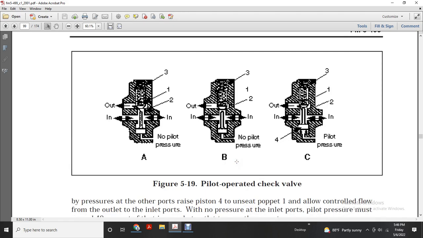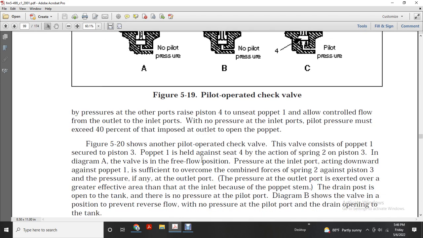Figure 519 shows the pilot operated check valve with the inlet and outlet ports with no pilot pressure, and with pilot pressure. The pressure at the other ports raises the piston off the seat, making the valve operable in and out, controlling flow from the outlet to the inlet port. With no pressure at the inlet port, the pilot pressure on the seat is about 40% of the inlet with the outlet open and the poppet raised.